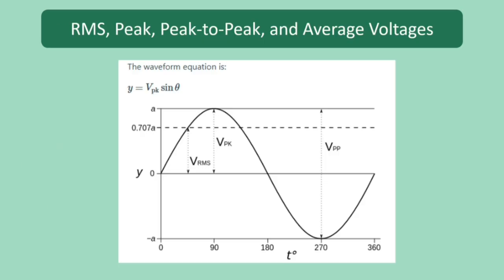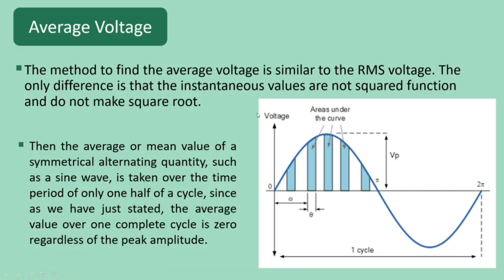Let's now examine the relationship between RMS, peak, peak-to-peak, and average voltage for periodic waveform. These relationships are fundamental in understanding the characteristics of alternating currents. Let's start with average voltage.